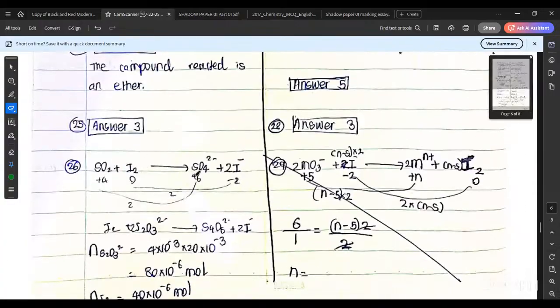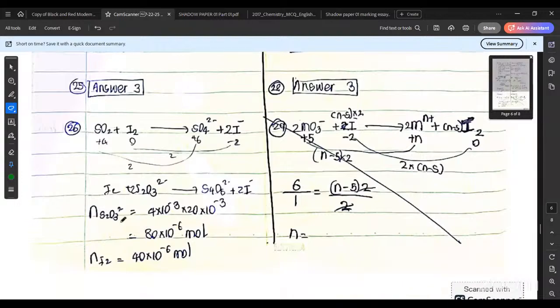Write the reaction, balance it. Write the other reaction, balance it. Find the number of moles of thiosulfate using the titration they have given.